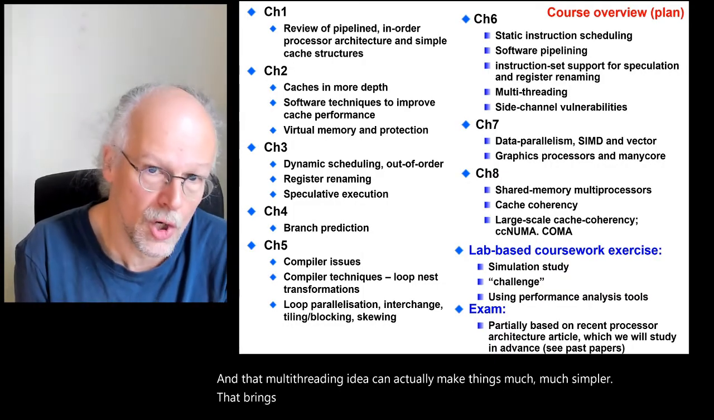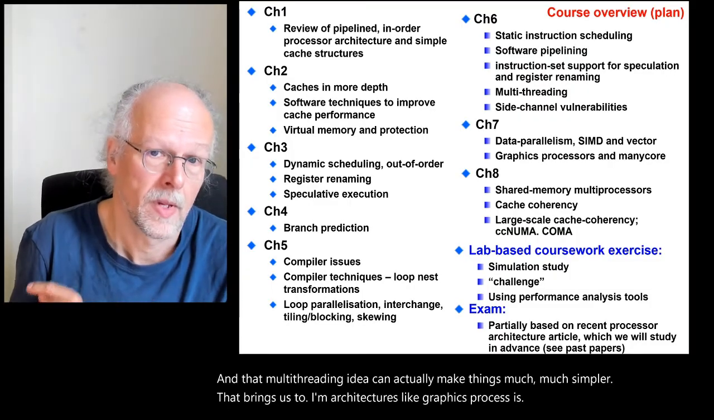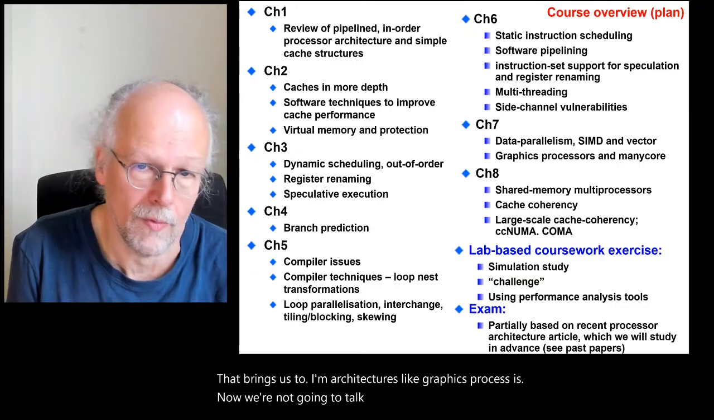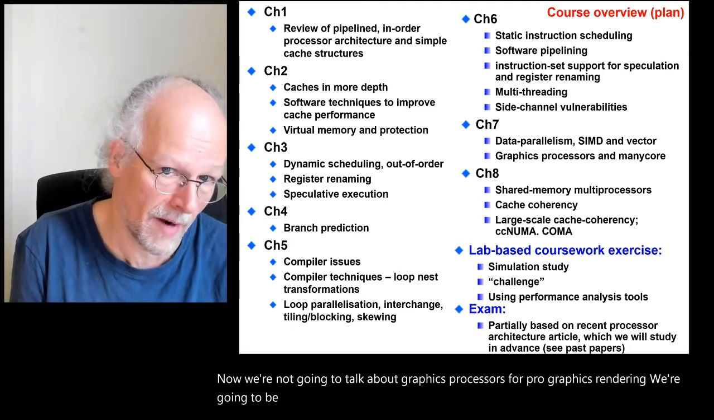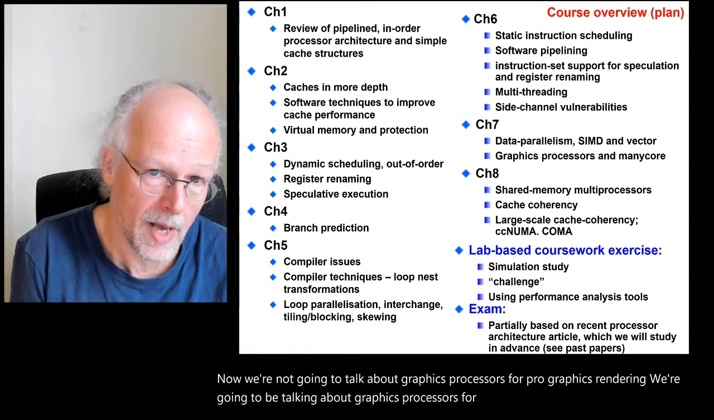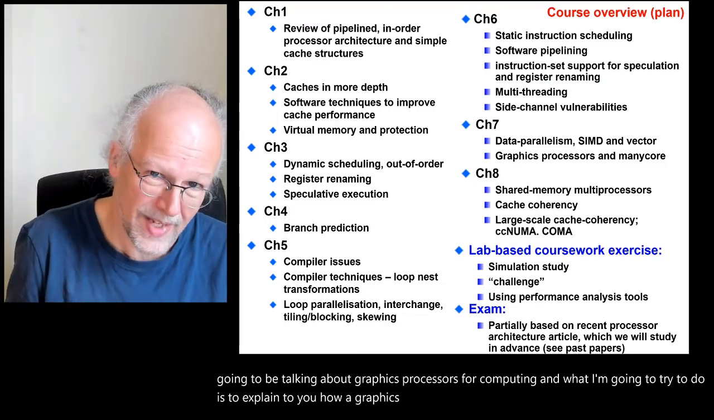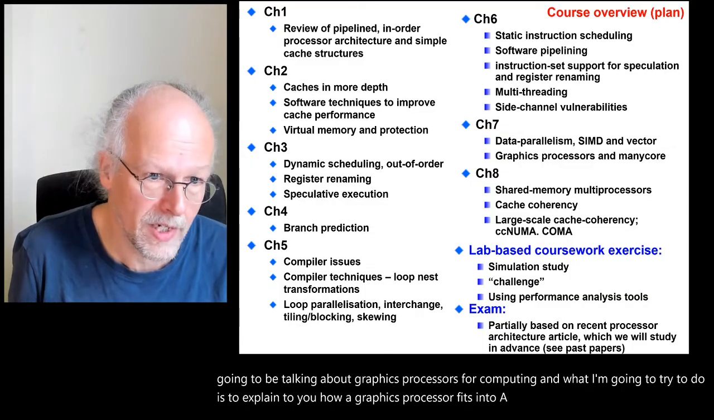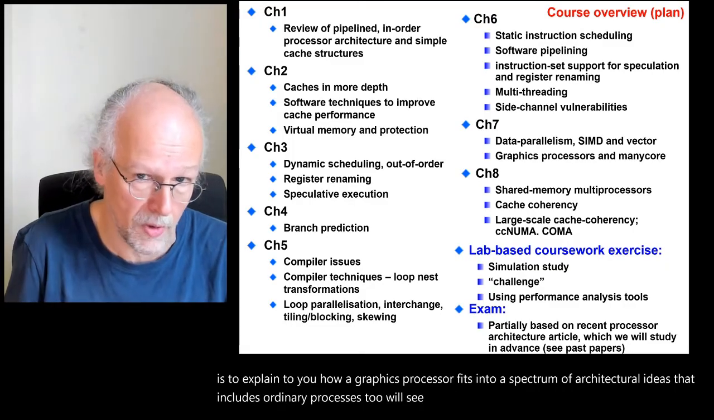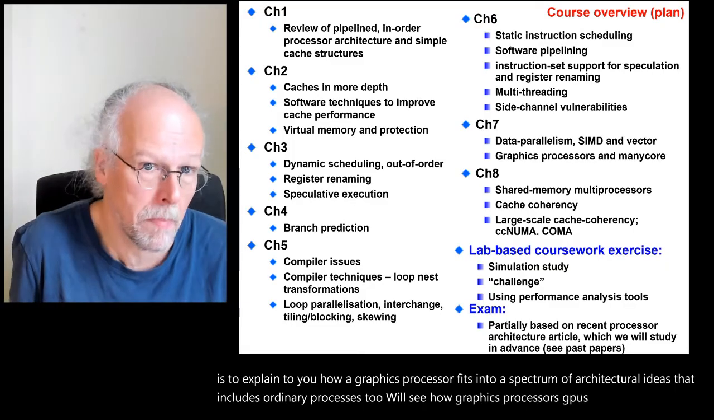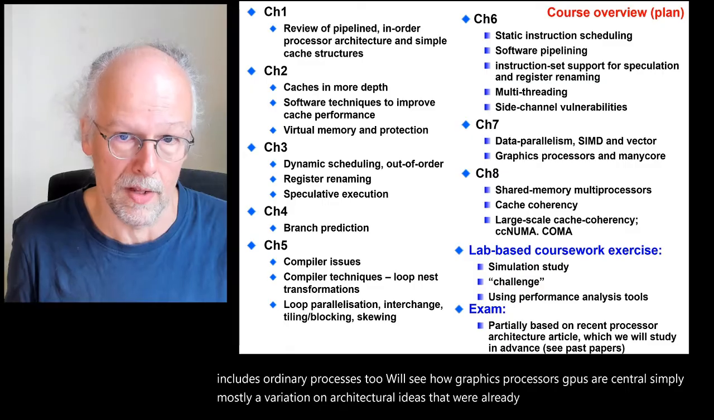That brings us to architectures like graphics processors. Now, we're not going to talk about graphics processors for graphics rendering. We're going to be talking about graphics processors for computing. And what I'm going to try to do is to explain to you how a graphics processor fits into a spectrum of architectural ideas that includes ordinary processors too. We'll see how graphics processors, GPUs, are essentially, simply, mostly a variation on architectural ideas that we're already familiar with.